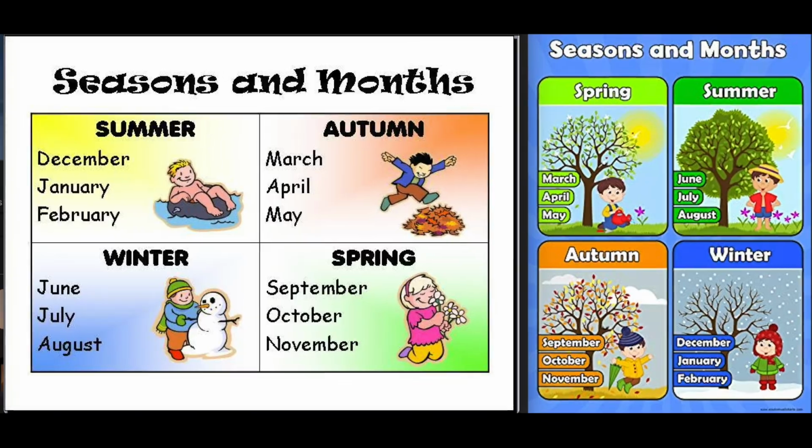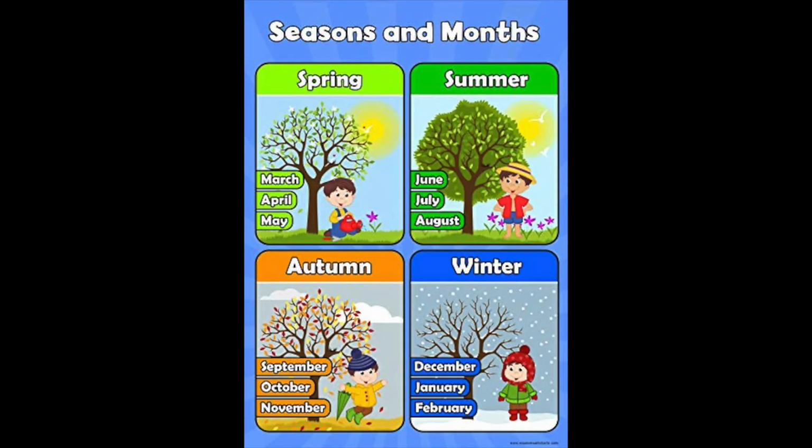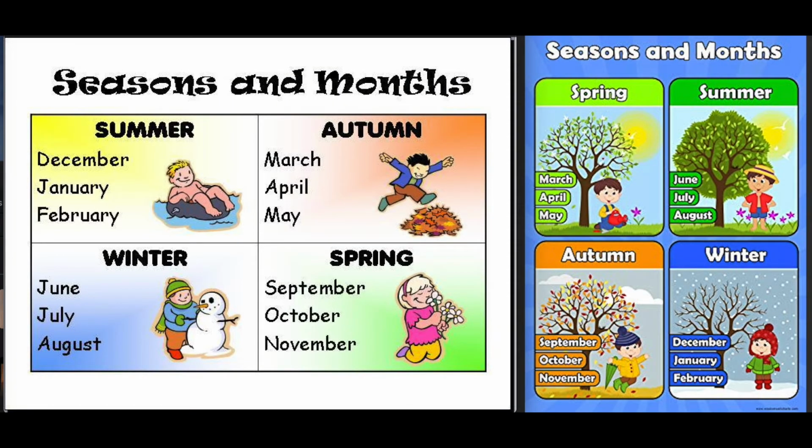So if we're to compare that to us in Canada, our seasons and months, so spring would be March, April, and May. Summer would be June, July, and August. Autumn is September, October, November. And our winter is December, January, and February. So here's a visual just to compare them one more time. Compare our summer months, our autumn months, our winter months, and our spring months.